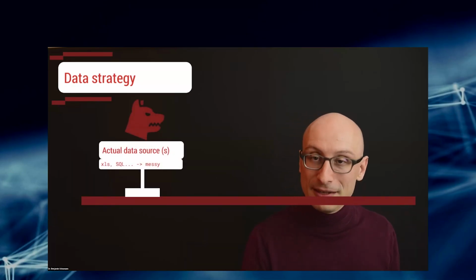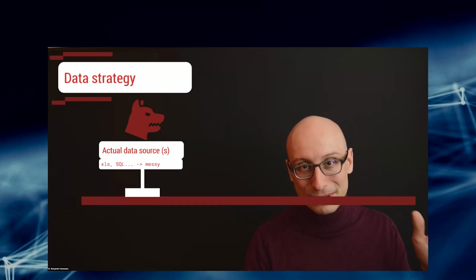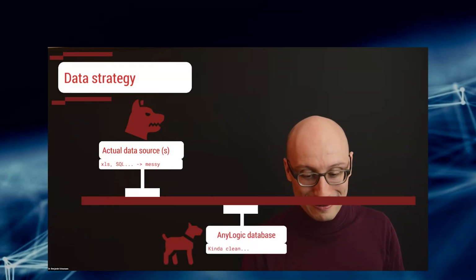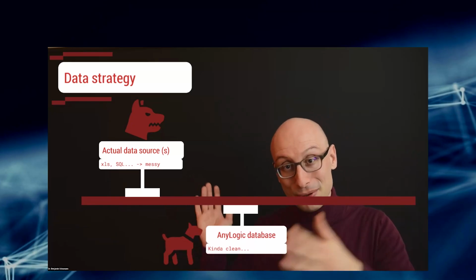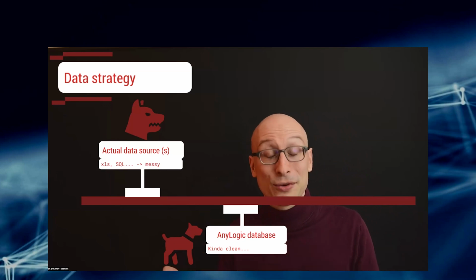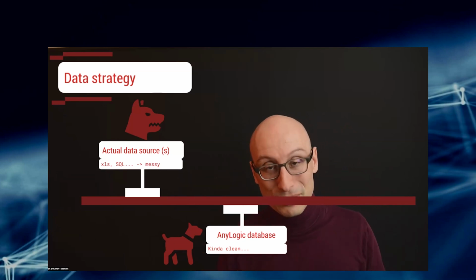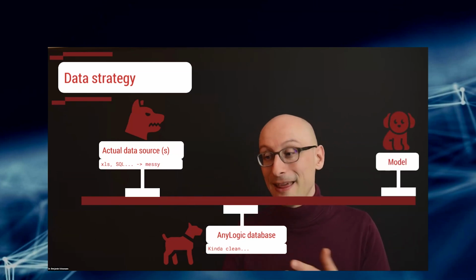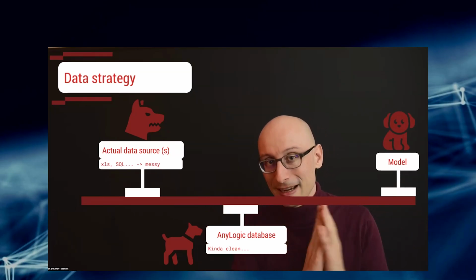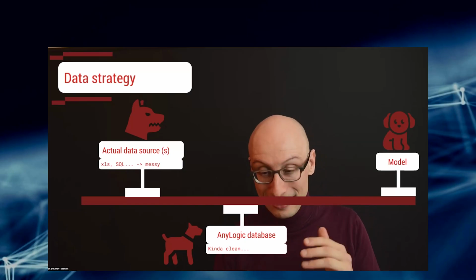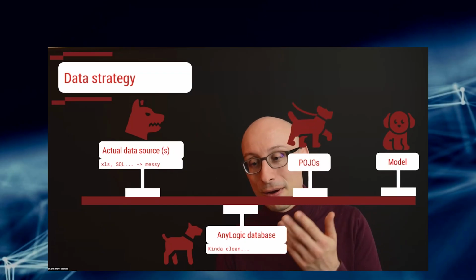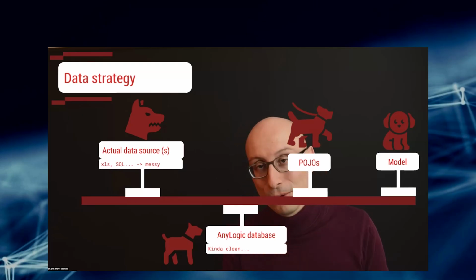You have messy, dirty data, really, really bad dog, very aggressive, scary. Your model should never touch the messy data. Then you have the AnyLogic database, you put the external data in there. It's kind of a bit cleaner. There's always some checking being done. So you put the nasty dog on the leash. And then you have your puppy model, which should never really touch real data at all, actually. Instead, what you should have between those is like a Chinese wall of POJOs, plain old Java objects.